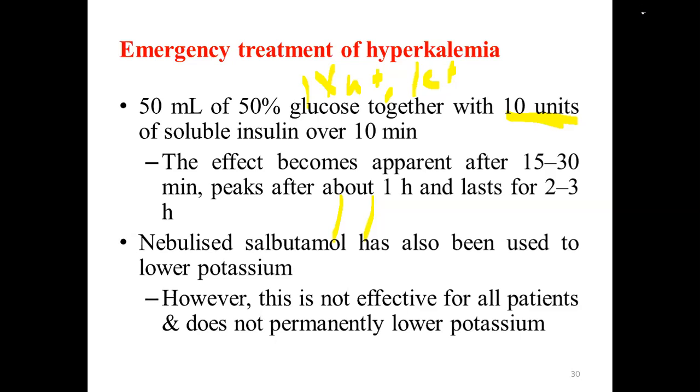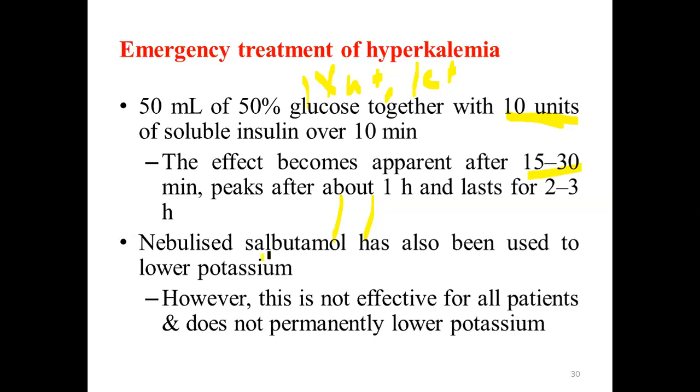The role of glucose is to counteract the hypoglycemic effect of insulin. Remember, insulin is very notorious for causing hypoglycemia, even in a normal individual. So if you give insulin alone, you will kill the patient because of hypoglycemic shock. But if you combine it with glucose, you can counteract the hypoglycemia so that you can achieve the desired shifting. That is the role of glucose in the combination treatment. This is for shifting by activating sodium potassium ATPase. The effect is usually apparent after 15 to 30 minutes, peaks after an hour, and lasts for two to three hours.